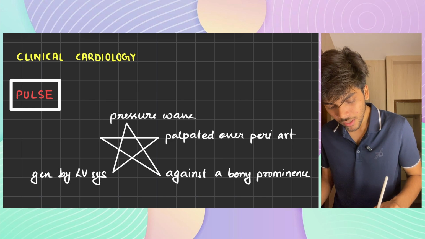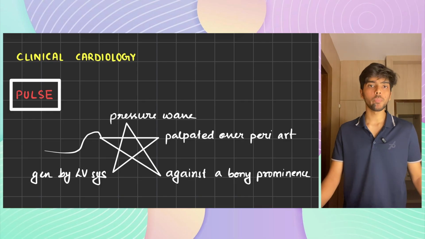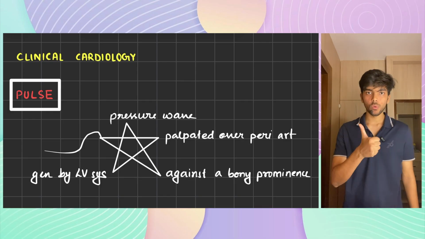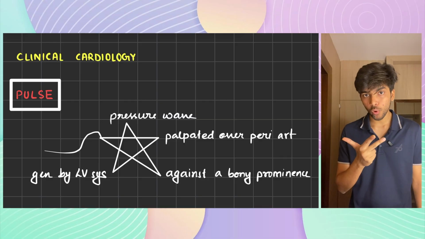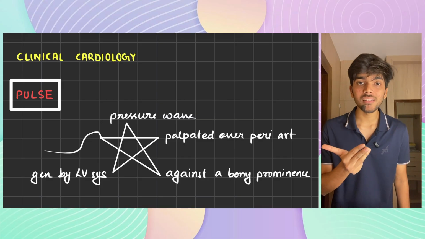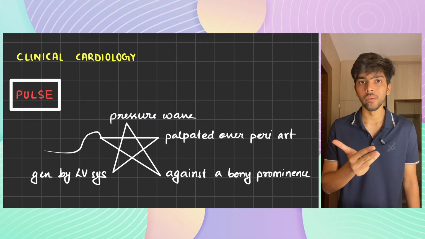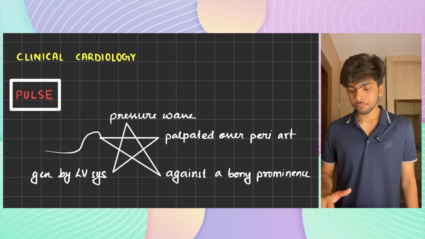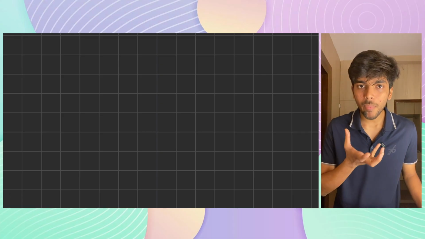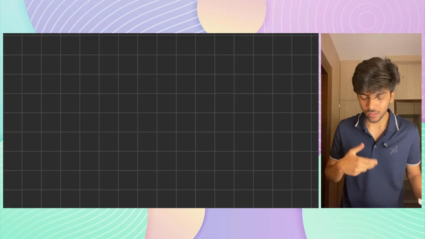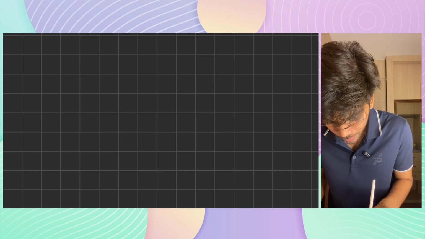And then I'm going to give a tail to this star. So what is pulse? Pulse is a pressure wave palpated over peripheral artery against a bony prominence produced by the contraction or left ventricular systole. So how is pulse generated? It is generated by the contraction of left ventricle. So let's see that with the help of a diagram.